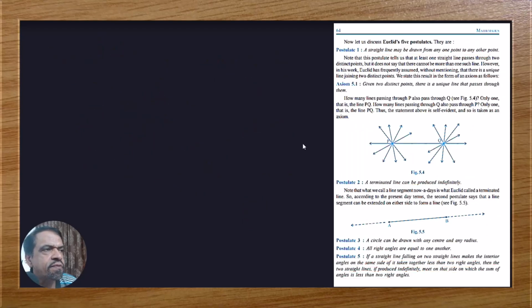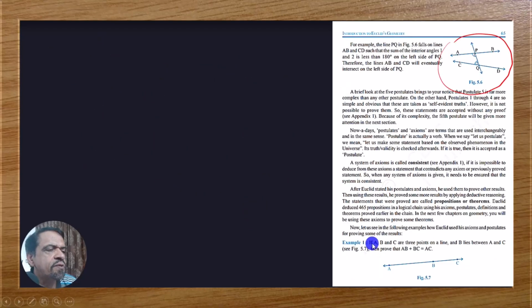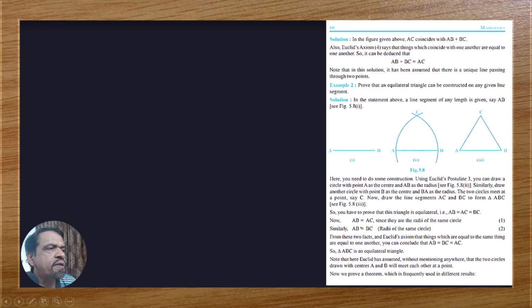y, taking this one. Similarly, this example is also important, and this example 1 is also very easy. You can see it is also important. Now come to this example: prove that an equilateral triangle can be constructed on any given segment.